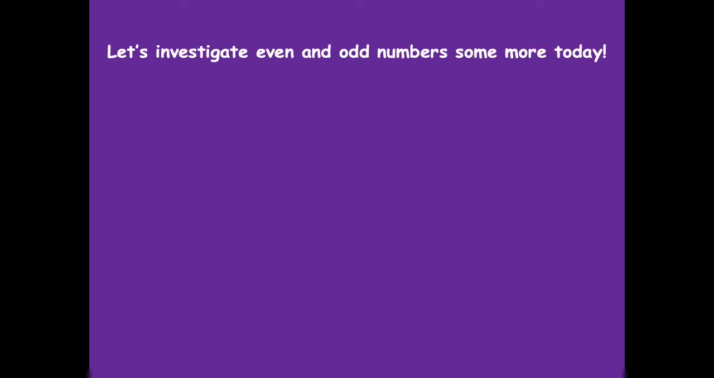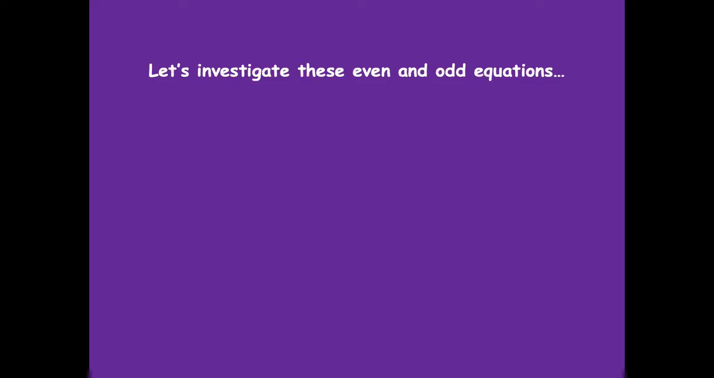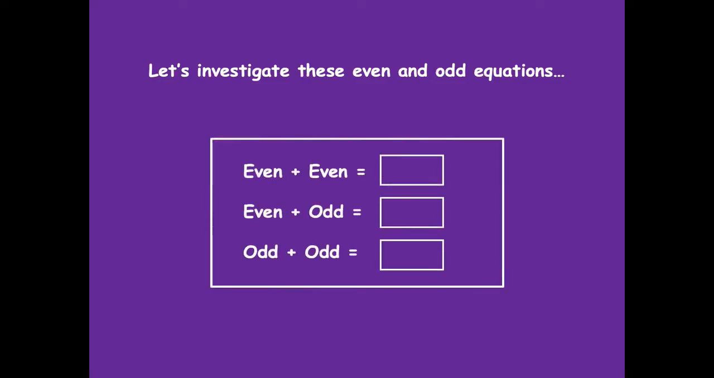All right, friends, so let's jump in. Let's investigate even and odd numbers some more today. Let's investigate these even and odd equations. We're going to use our square tiles to investigate even numbers plus even numbers to see if we get an even number or an odd number. We're going to investigate even numbers plus odd numbers to see if we get even or odd as our sum. And then we're going to investigate odd numbers plus odd numbers and see if we get even or odd as the sum.